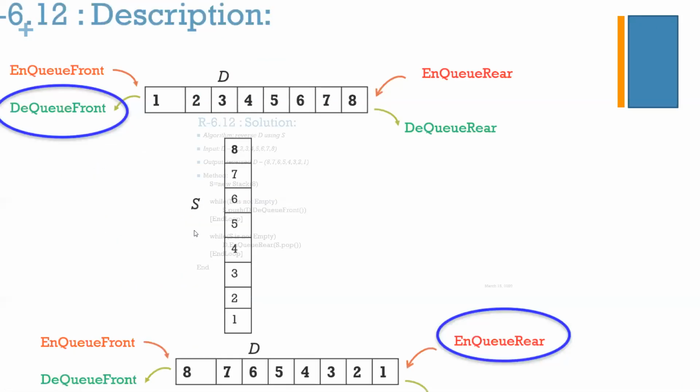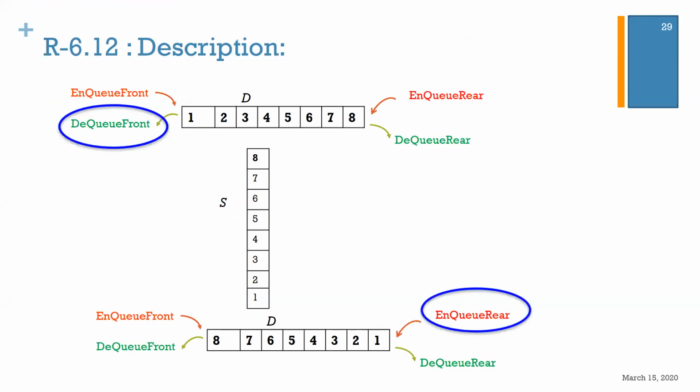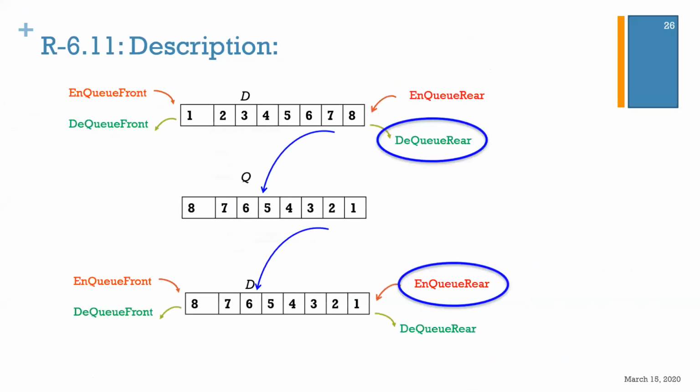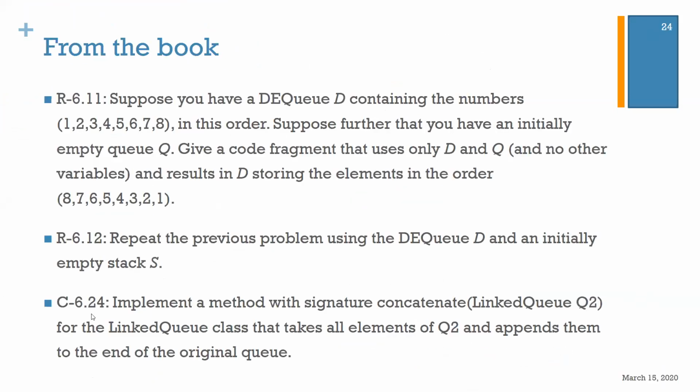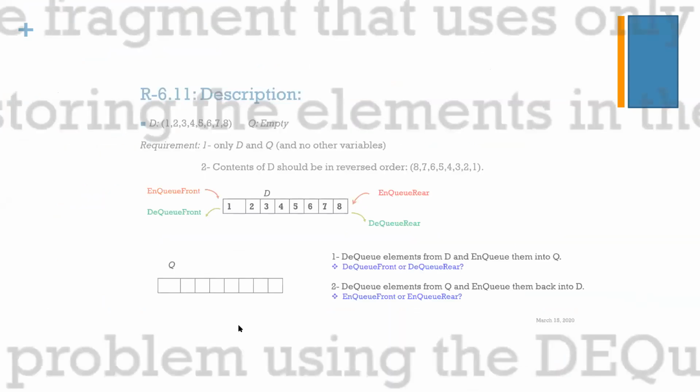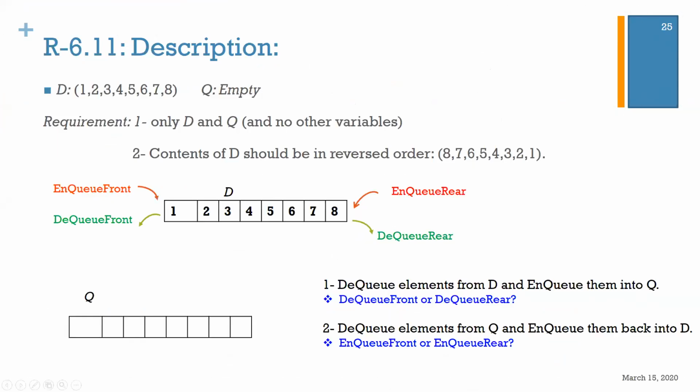Back to the last equations. 6.24: implement the method using the signature concatenate(LinkedQ Q2) for the LinkedQ class that takes all elements of Q2 and appends them to the end of the original Q. So we need to concatenate, just to link it.